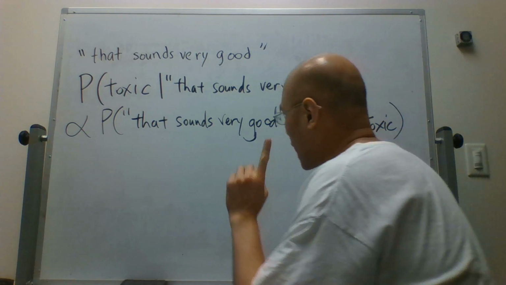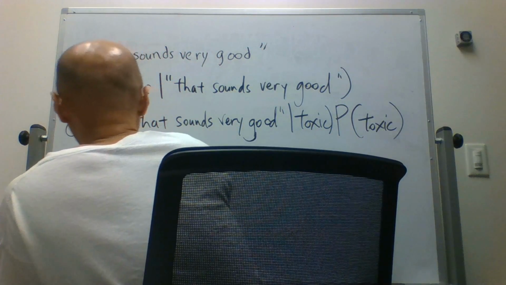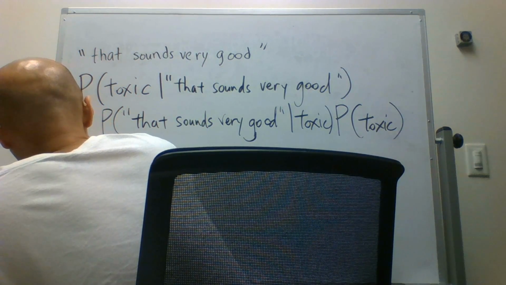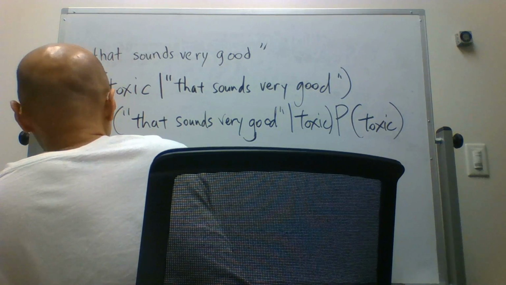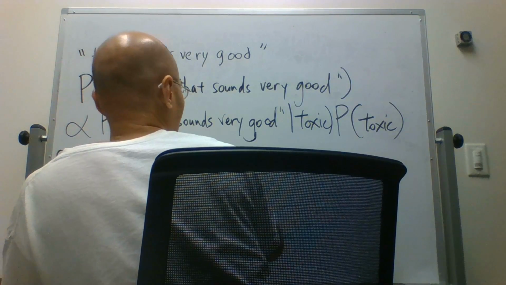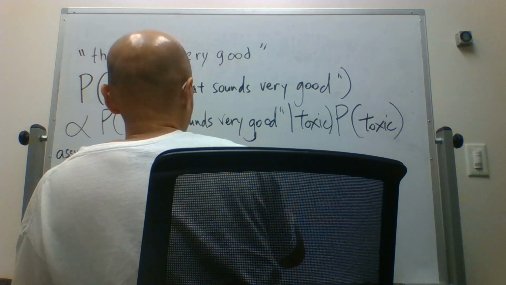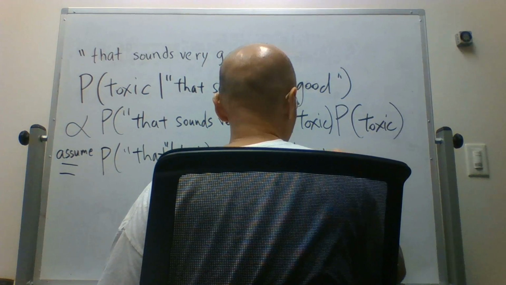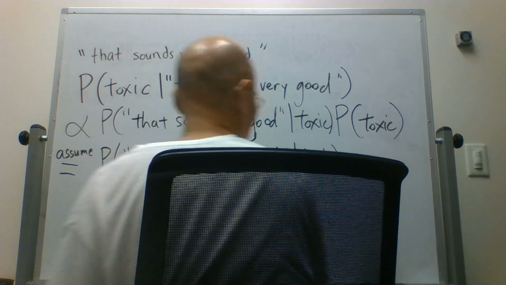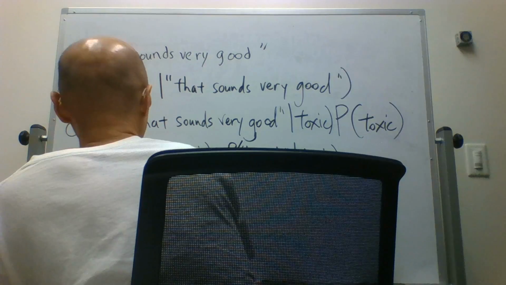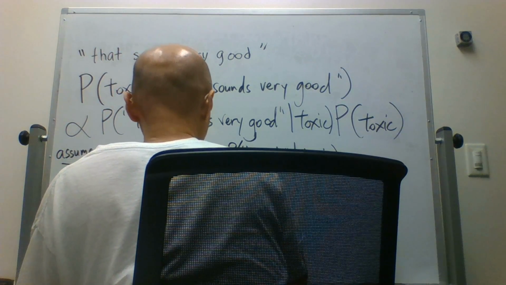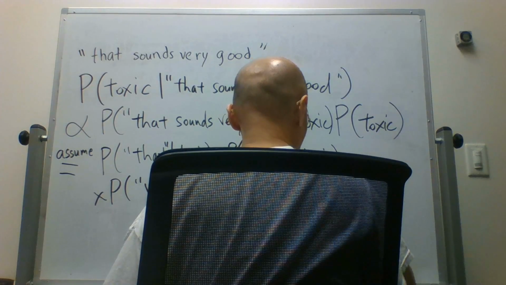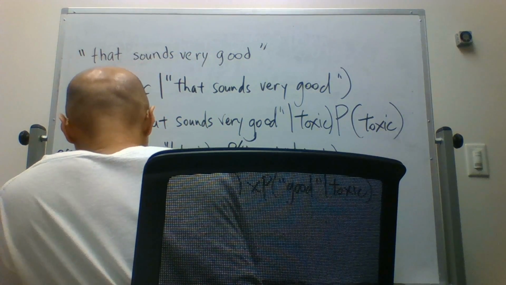Right. Okay, now, by the assumption of conditional independence, we're going to simplify this probability right here. So this is going to be equal to P of "that" conditioned on toxic, times P of "sounds" conditioned on toxic, times P of "very" conditioned on toxic, times P of "good" conditioned on toxic, times P of toxic.